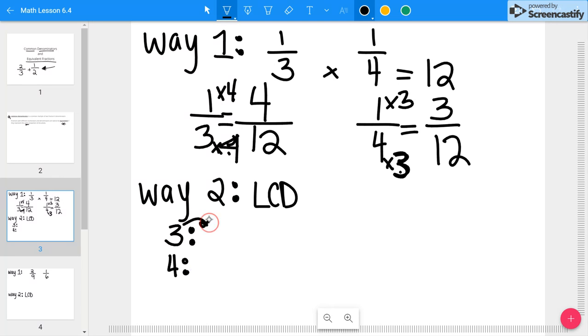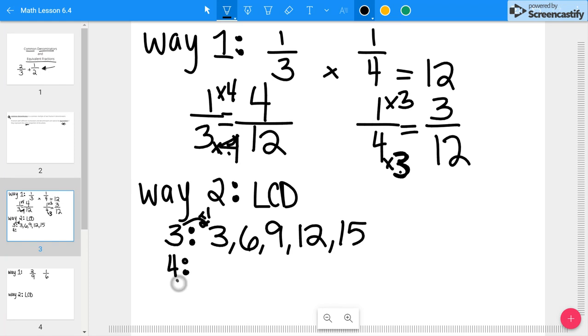I'm going to say 3 times 1 equals 3. 3 times 2 equals 6. 3 times 3 equals 9. 3 times 4 equals 12. 3 times 5 equals 15. I like to just go to 5, and then if I need to go more, I can go more.